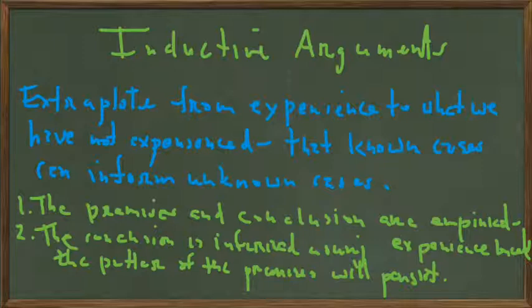Let's make two notes about inductive arguments. First, the premises and the conclusion are empirical, that is, they are experience-based. And two, the conclusion is inferred using the assumption that the pattern outlined by the premises will persist. Now, obviously, that one is subject to scrutiny, but that's the way the argument is made. To convince you, well, if the argument is made well, then you are convinced the pattern will persist, or at least probably the pattern will persist.